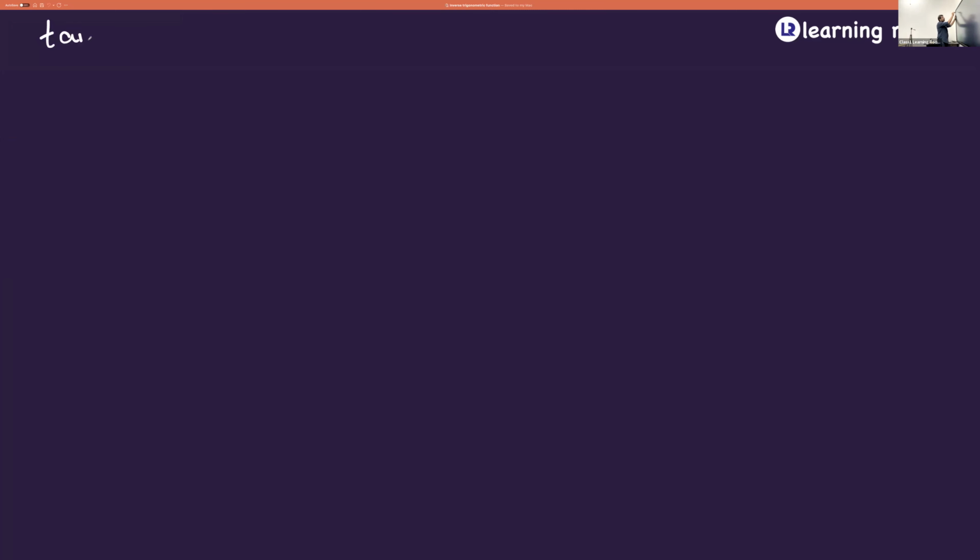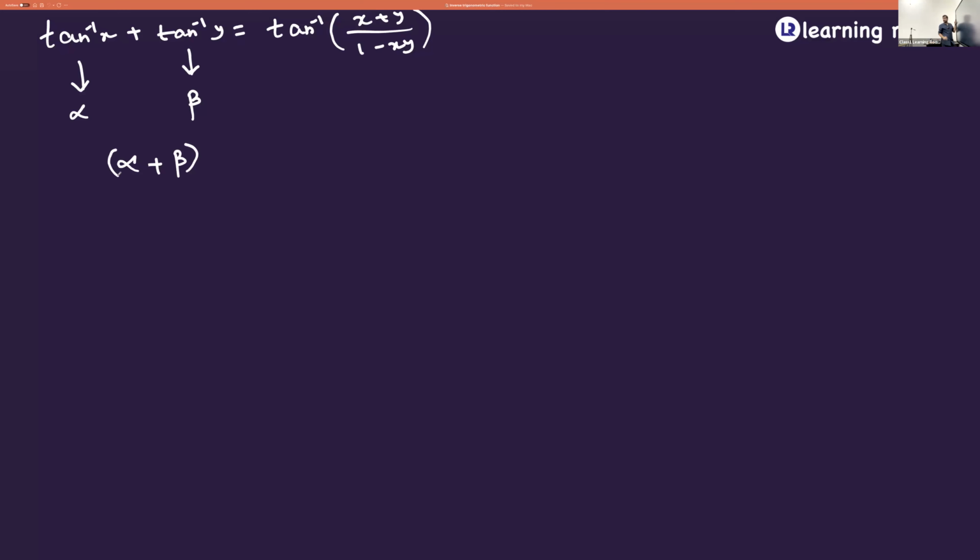So you have tan inverse x plus tan inverse y is given as tan inverse of x plus y by 1 minus xy. Okay. This is also simple. If I take this to be alpha, if I take this to be beta. So what is the question? It is alpha plus beta. So since right hand side is in terms of tan inverse, what you should do is consider tan of alpha plus beta. What is tan of alpha plus beta?